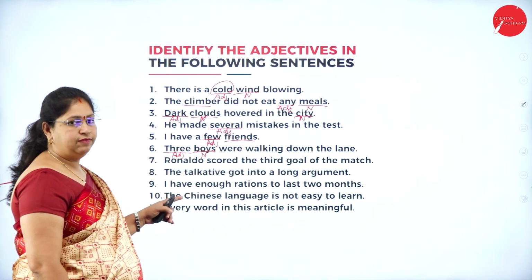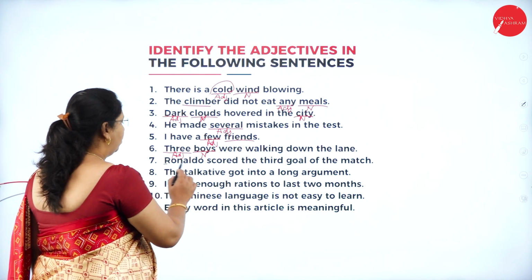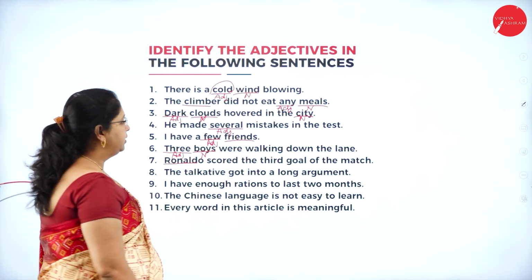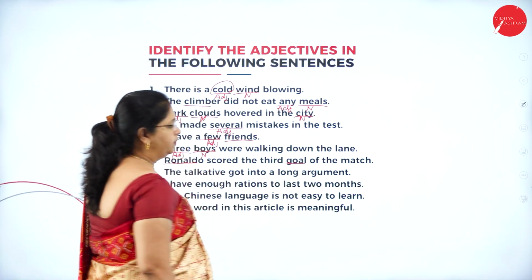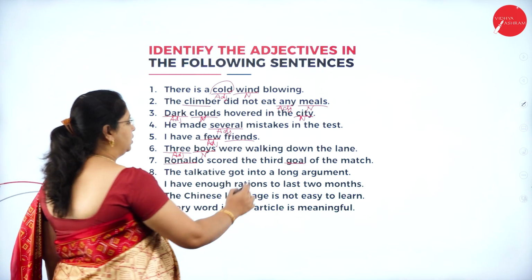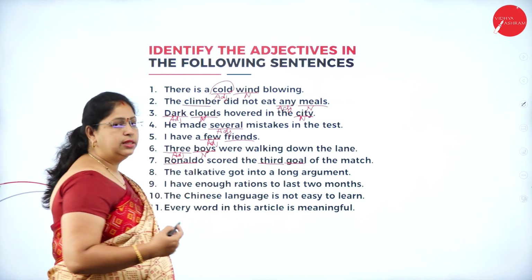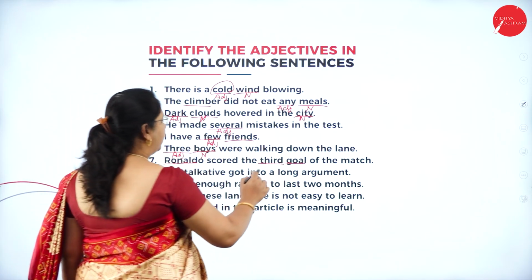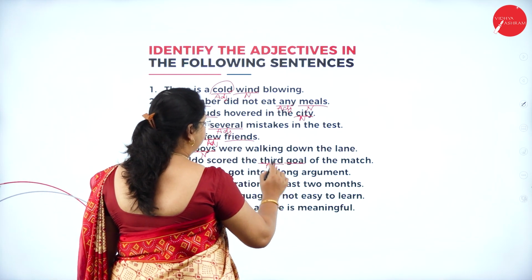Next, Ronaldo scored the 3rd goal of the match. Here, first identify the nouns. We have Ronaldo as a noun and the other noun is goal. Okay. So which is describing goal now? 3rd. It is telling the number, correct? So this is a numeral adjective.